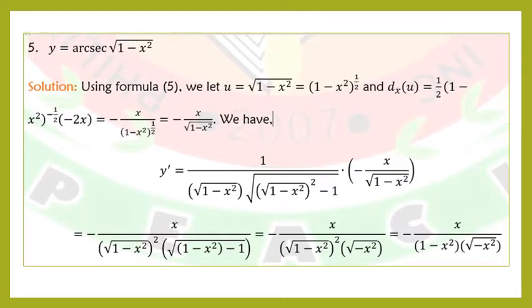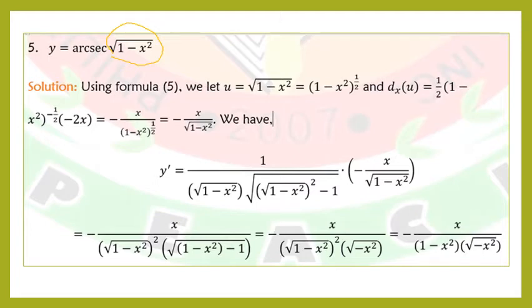Sa fifth example natin, class, ang given na inverse trigonometric function is the arcsecant. Okay, arcsecant of the square root of 1 minus x squared. So, ito yung ilalagay natin na u. And then, using the formula 5, we let u is equal to the square root of 1 minus x squared. Na-mention ko din kanina sa previous example, pag naka-radical yung given natin na function, i-convert into exponential, saka natin kunin yung derivative niya. So, eto, equal lang sila.